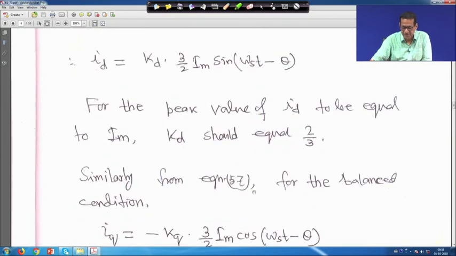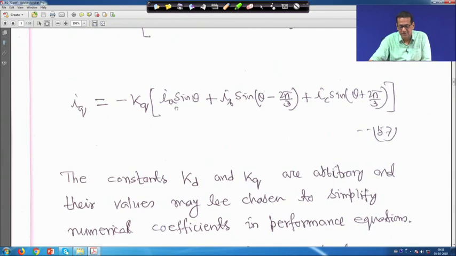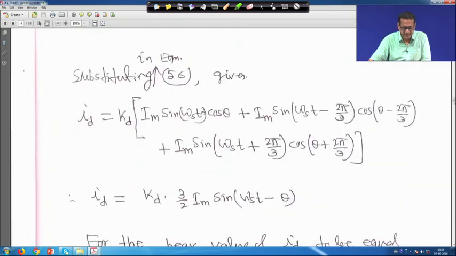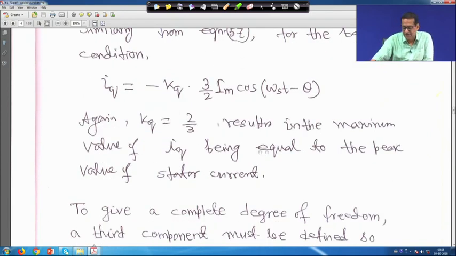Similarly, in equation 57, if you substitute ia, ib and ic, you will get iq equal to minus kq into 3 by 2 im cos (omega s t minus theta). So here also, if you choose kq as 2 by 3, then iq will become minus im cos (omega s t minus theta). Therefore, it results in the maximum value of iq being equal to the peak value of the stator current. Then both id and iq have maximum values equal to the peak value of the stator current, that is im.